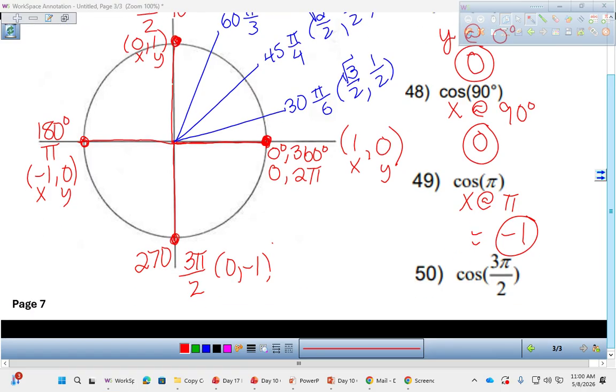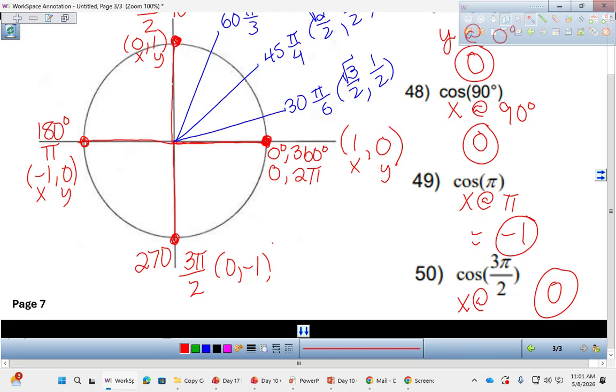So then cosine of 3 pi over 2, I'm going to find 3 pi over 2. Because it's cosine, I want the x value. If it was sine, I would want the y value. So cosine of 3 pi over 2 is 0. Are you okay with that? Are you sure?